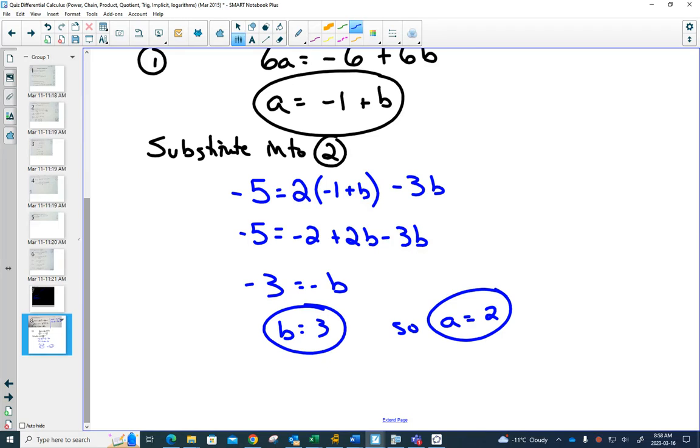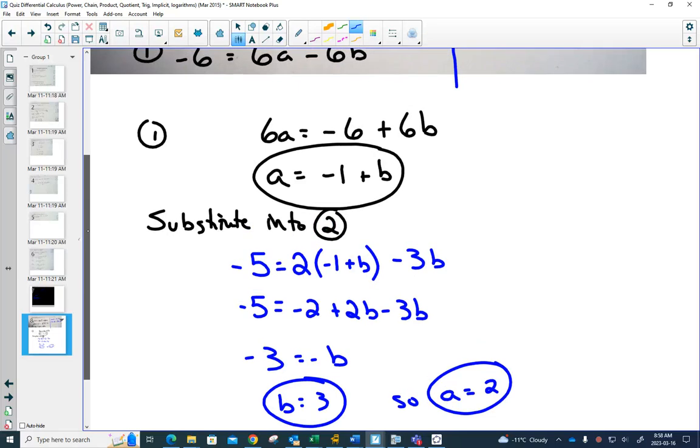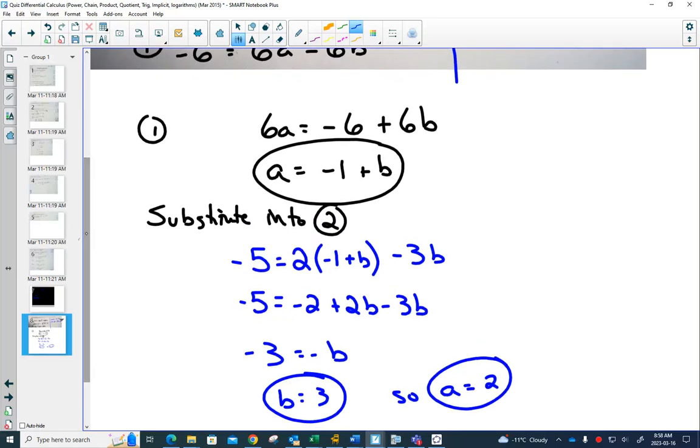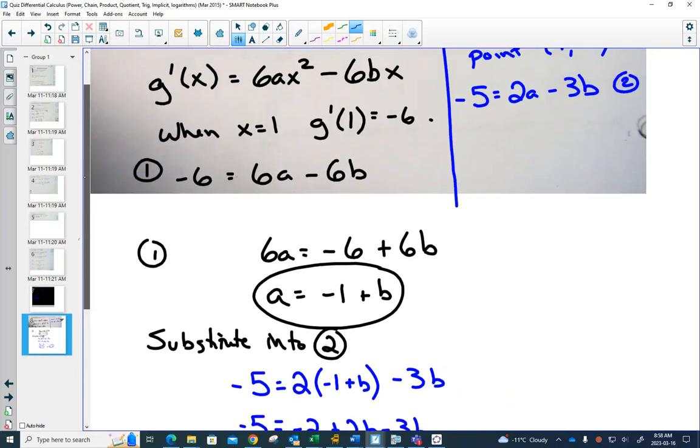It's not a bad thing to check after you're done. Do they work? Take equation 1. 6 times a would be 12. 6 times b would be 18. 12 minus 18 is -6. Equation 1 works. Plug the values into equation 2 to see if they work. b was 3, so this will be 9. a was 2. 4 minus 9 is -5. Equation 2 works.